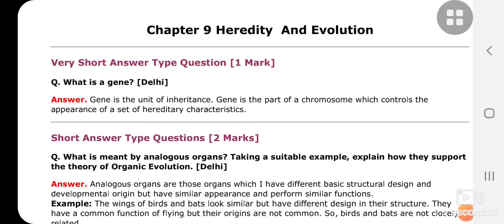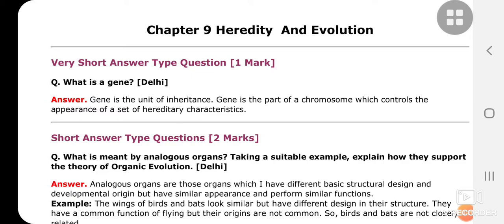Here children, as we have completed our chapter 9, Heredity and Evolution, I am going to share with you some of the questions and answers which will be helpful for you to prepare for your tests. The first one is, what is a gene?